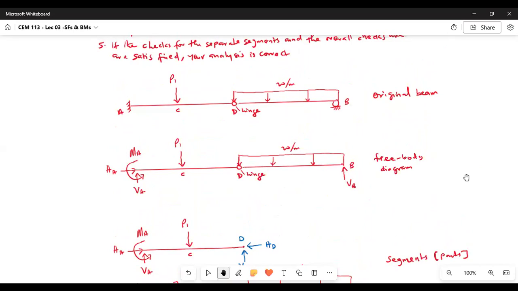So you have the original beam. Redraw the original beam into a free body diagram, the complete beam. When you finish, draw the separate parts of the beam by separating it at the hinge locations. And in that case, wherever you have an internal hinge, you must provide vertical and horizontal reactions at each hinge joint.